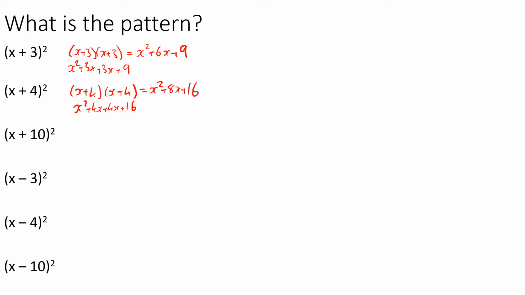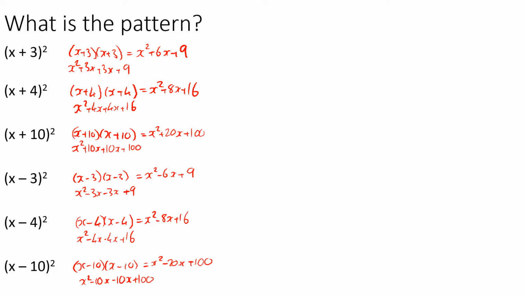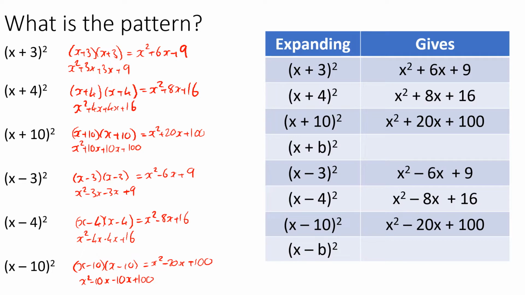Now, if you fill the rest of these in, then you might be able to start spotting a little bit of a pattern here with what happens when we expand any sort of square bracket. I put this in a table to sort of make it easier to see. You can see there that if we start with x plus 3 squared, we end up with 6x and 9. If we start with 4, we end up with 8 and 16. If we start with 10, we end up with 20 and 100.